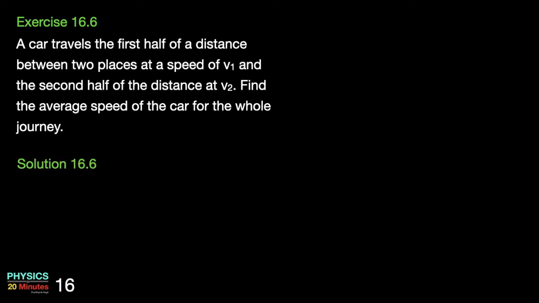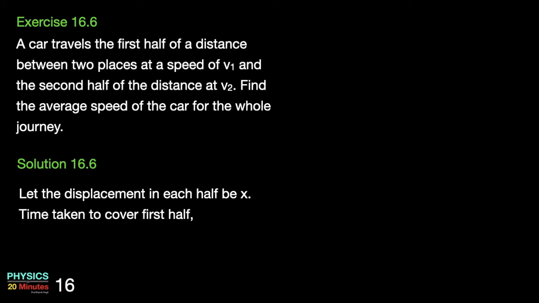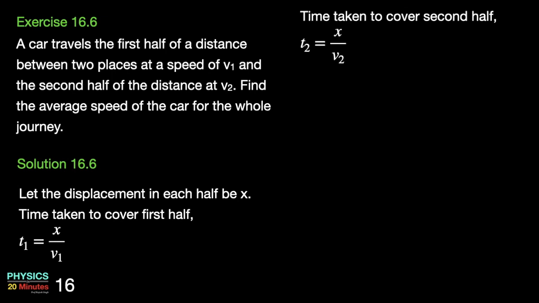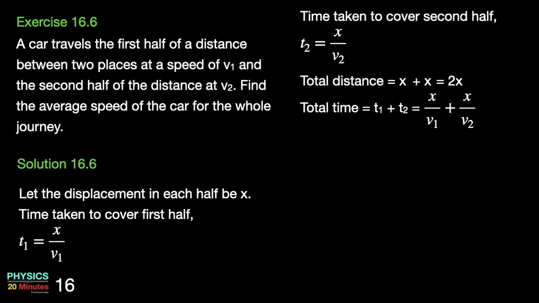Here goes the solution. Let the displacement in each half be x. Time taken to cover the first half: since the speed is distance upon time, we can write time as distance upon speed. So t1 is x by v1. For the second half, it will be t2, which is equal to x by v2. The total distance, x in each half, the total is 2x. Total time is t1 plus t2, which is x upon v1 plus x upon v2.